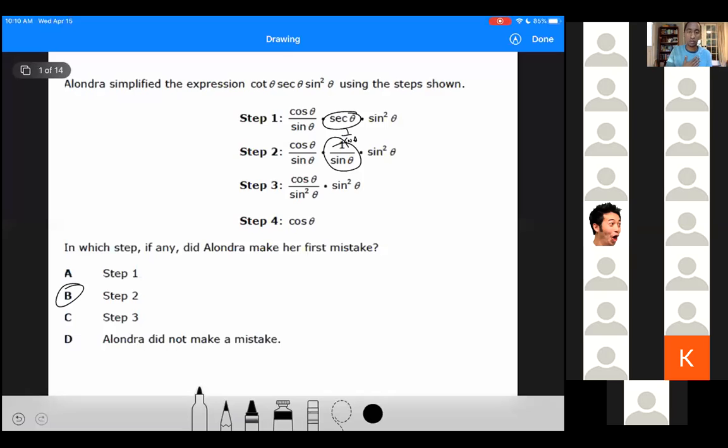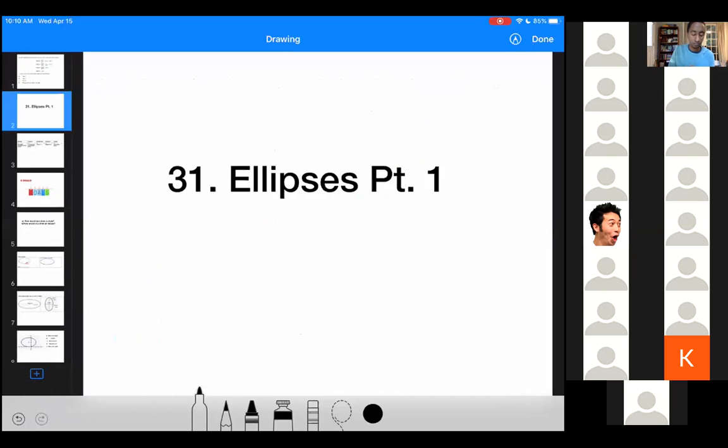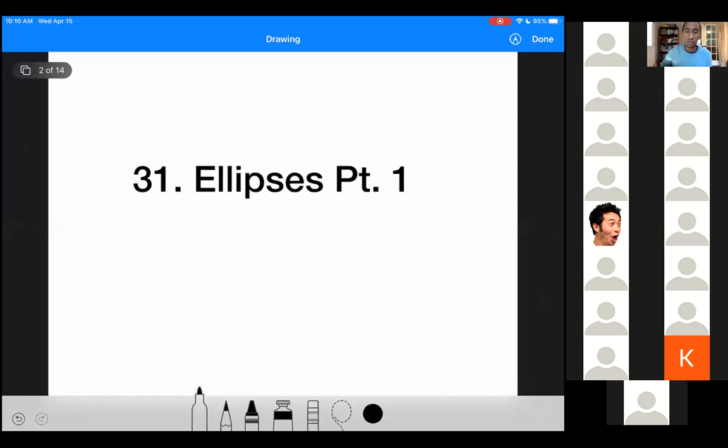Just want to make sure we don't forget old concepts as we talk about a new unit, which is conic sections. That leads us to our lesson for today, lesson number 31, ellipses part 1. We're in our unit on conic sections. If you remember, last class we did what is a conic section, how it relates to a double napped cone and a plane, and the different intersections a plane can make with a double napped cone to create different conic sections. And we talked about going to standard form of a circle by completing the square.